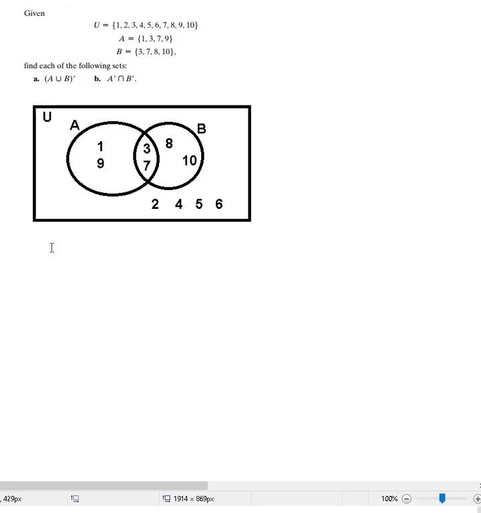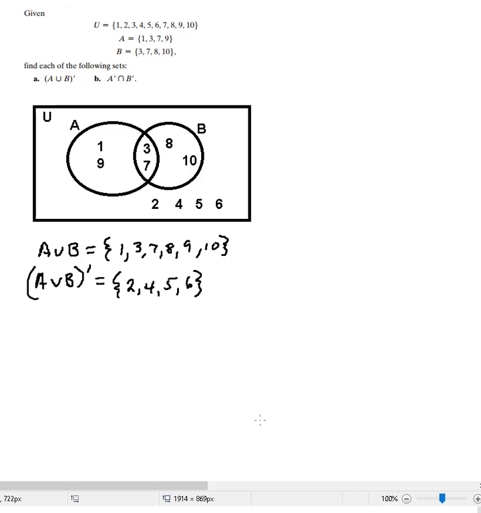Let's look at part A here. It's saying do what's in parentheses first. So A union B has 1, 3, 7, 8, 9, 10. In other words, it has everything that's either in set A or set B, and I only count the 3 and the 7 once. They're in the intersection part. So we've done the first part. So now we take the complement of the union. What's left? The 2, 4, 5, and 6. So we get this. The numbers that aren't in the union of A and B.